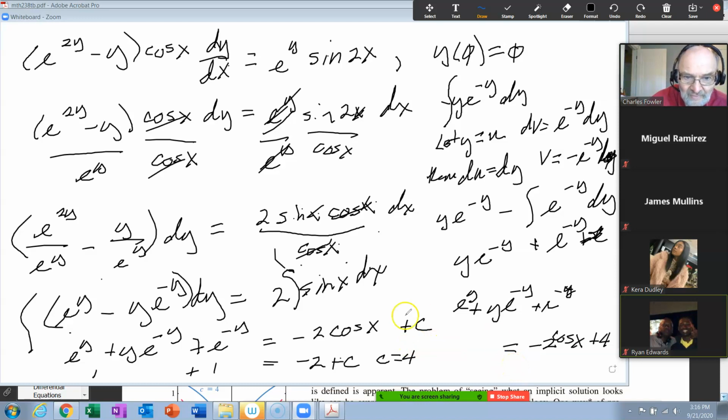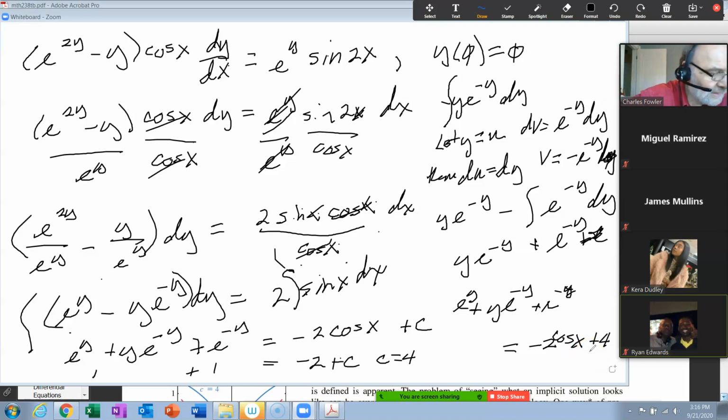Okay, where in the world is my pen? I don't know, it just sort of disappears sometimes, and there it is. So e to the y plus y e to the minus y plus e to the minus y is equal to, and they put the 4 first, 4 minus 2 cosine x. Yep, that's exactly what we got.